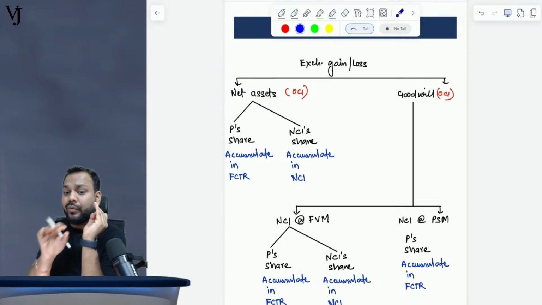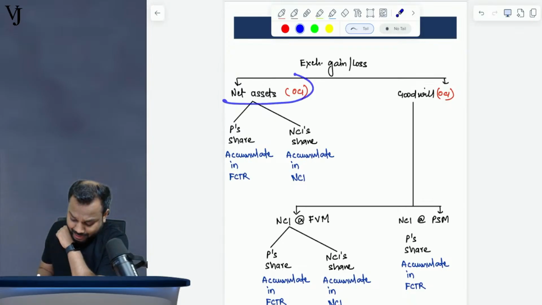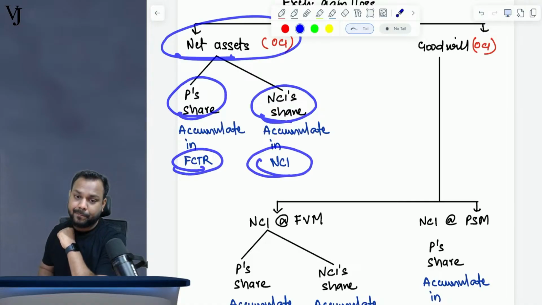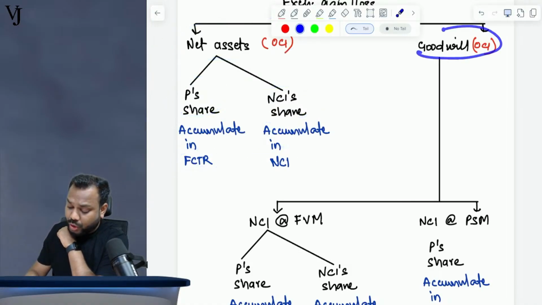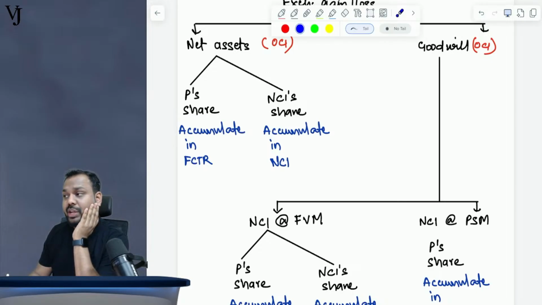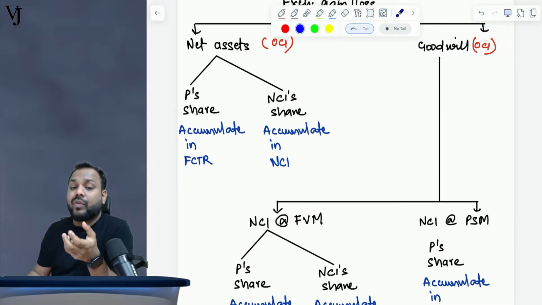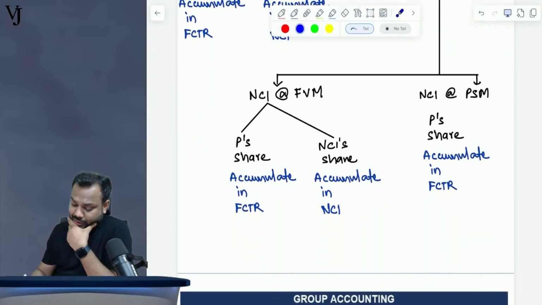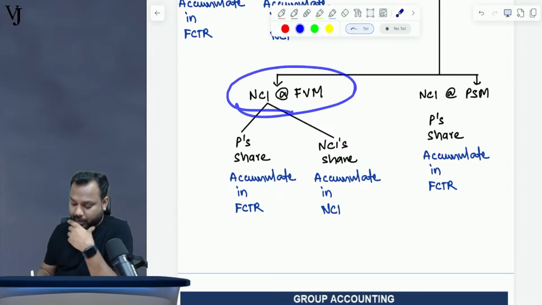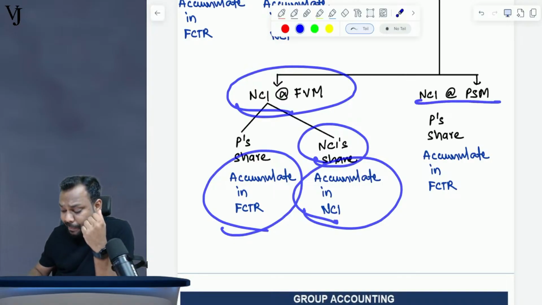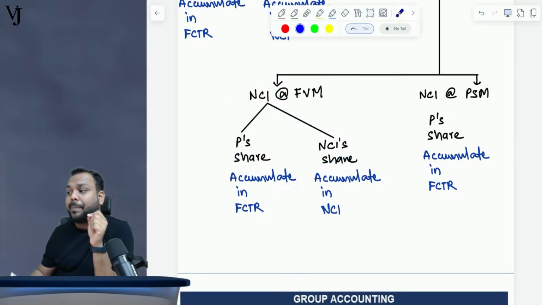In SOFP, where do we accumulate? On the net assets, whatever exchange gain or loss we get, we accumulate parent share in FCTR and NCI share in NCI. Now the next is goodwill. Whatever exchange gain or loss on goodwill comes for that year goes to OCI. But in SOFP, where will we accumulate? The standard says that if NCI is at fair value method, parent share goes to FCTR and NCI share in NCI. But if NCI is at proportionate share method, we accumulate only parent share in FCTR and nothing else.